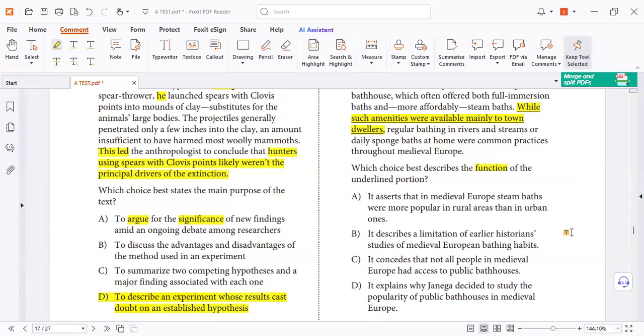I'd say it's letter C. So that is right. Concedes means agrees, explains that something was true. Limitation is a disadvantage. And be careful about the question of comparisons. We have a comparison in the underlined part of the sentence.